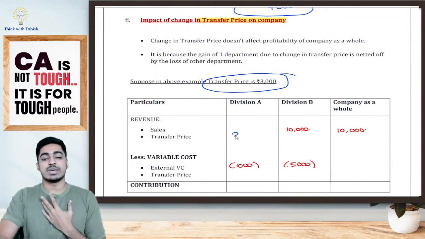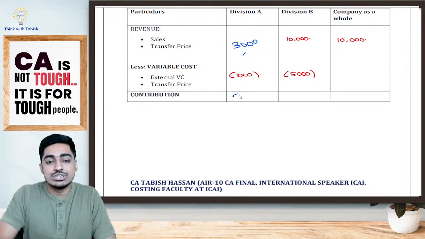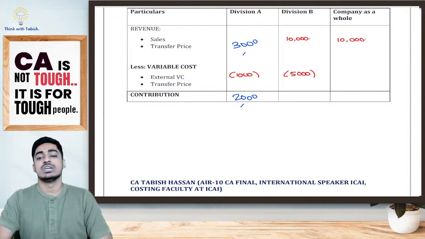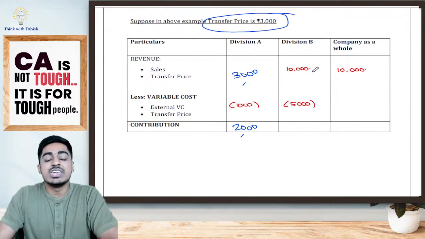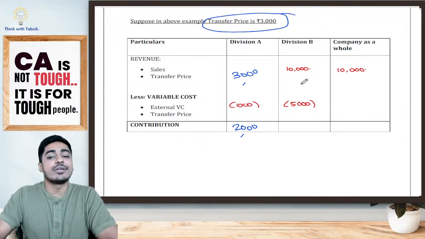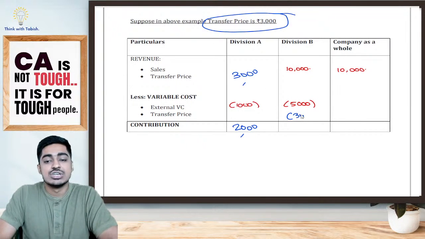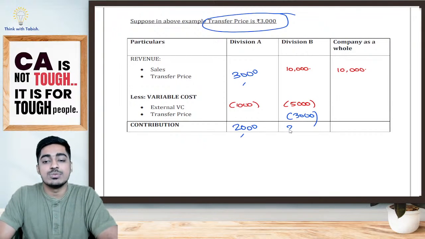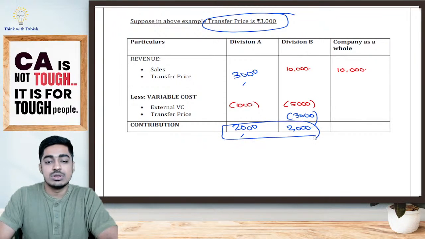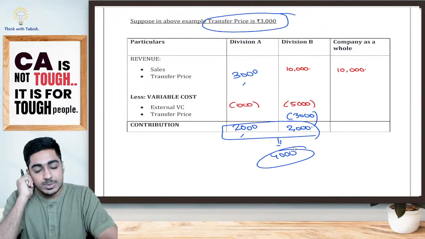Now let us consider if the transfer price is 3,000, what will happen? Division A will say, my revenue is 3,000, my cost is 1,000, so my contribution is 2,000 rupees. Division B is saying, I am selling the phone and getting 10,000 rupees. Other variable cost for the screen, etc., I am paying 5,000 rupees, and to get this Android, I am paying 3,000. So altogether my cost is 5 plus 3, 8,000. My contribution is 2. How much is the contribution for the company as a whole? 2 plus 2, 4,000.